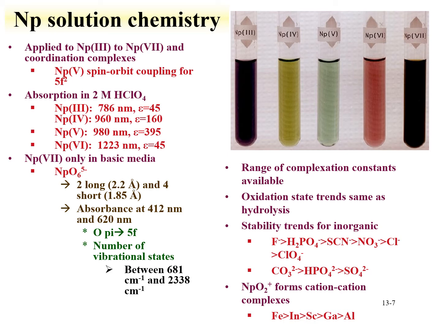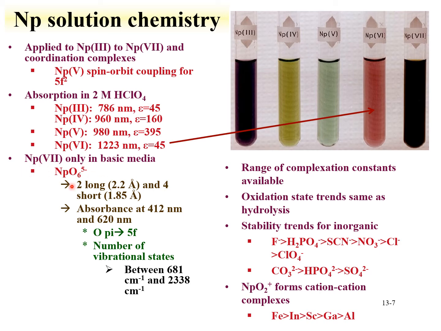And as an example here, in 2 molar perchloric acid, neptunium-3 has an absorbance of around 780 nanometers with an extinction coefficient of 45. Tetravalent neptunium, a little bit higher at 960 with a larger extinction coefficient. The prominent oxidation state in solution, neptunium-5, has a very large molar absorptivity, close to 400, and is in the near IR region, close to 1,000. And neptunium-6 is over 1,000, 1,200 nanometers, with a molar extinction coefficient of 45.